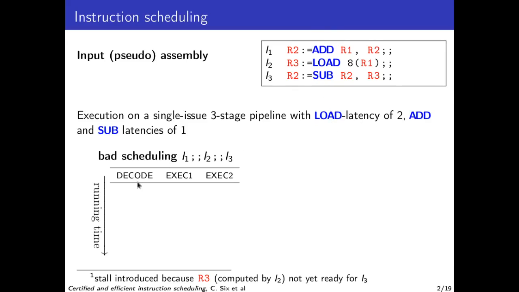We are going to execute that code through a simple processor model pipeline, where you have one stage decode which will decode the instruction and read the registers, and two stages, exec 1 and 2. Exec 1 will be where the add and sub instructions finish, and exec 2 will be where the load finishes.